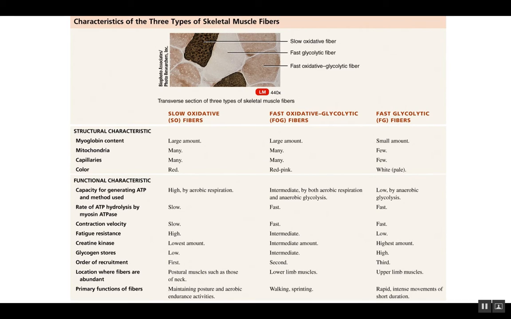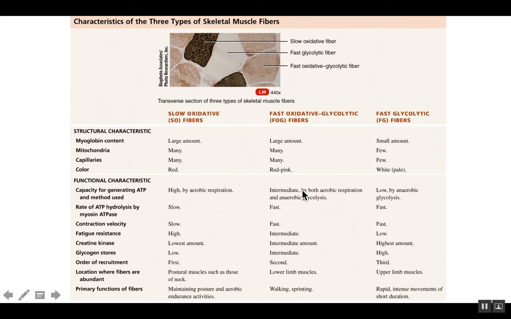Where would you find these different fiber types? Well, the slow oxidative fibers, which contract quite a bit slower than the other two, rely a little more on oxygen availability. They're going to resist fatigue a little more, and are found more in your postural muscles, such as those in your neck. You really don't want those neck muscles to fatigue quickly, or you would lose your posture. So the function of these slow oxidative fibers are to maintain posture, but they're also very good at aerobic endurance activities.